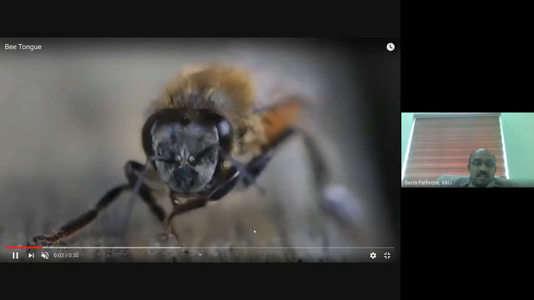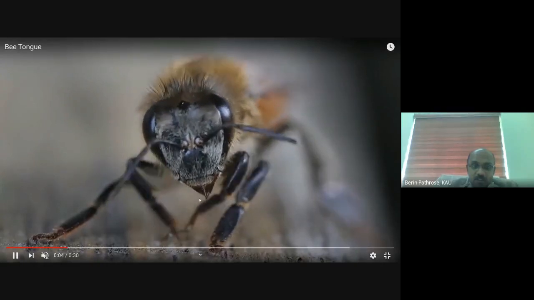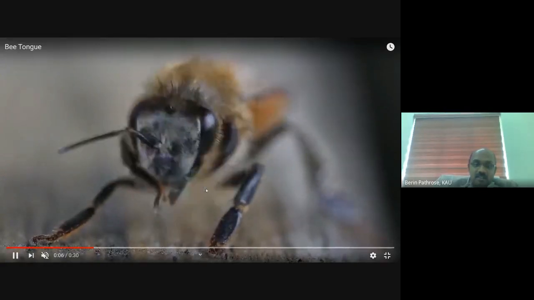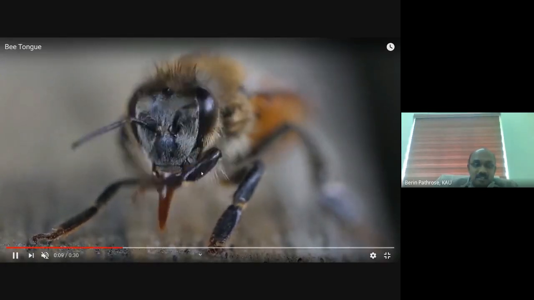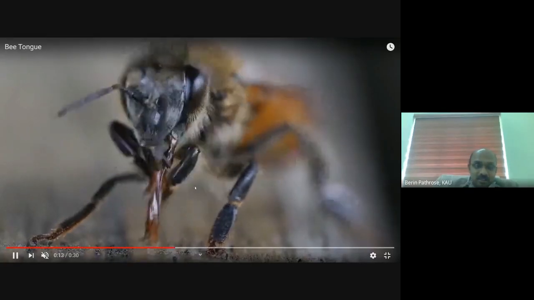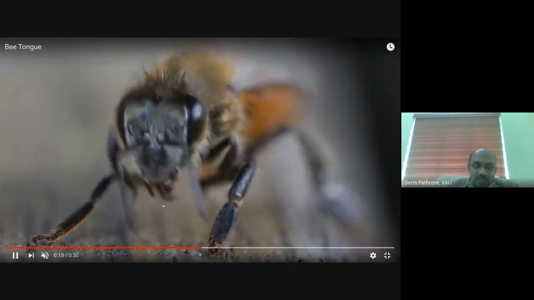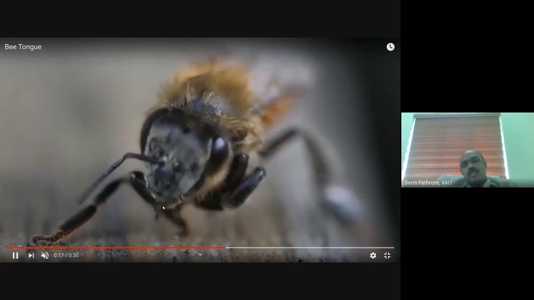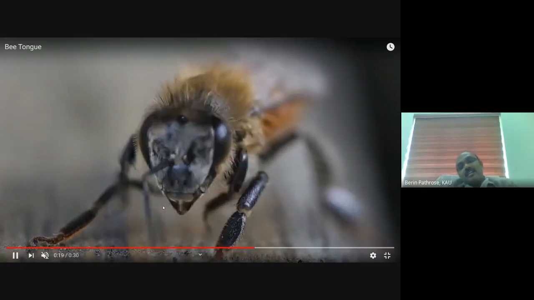See, this is again clear. Here you can see the mandibles pretty clearly. This is a flattened structure. See the tongue. The middle part has the glossae, elongated glossae. Both sides we have galea and the labial palpi.